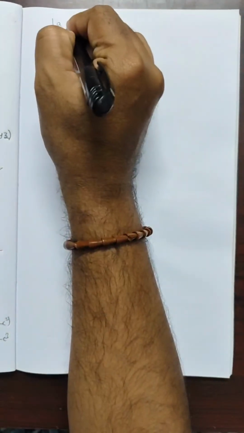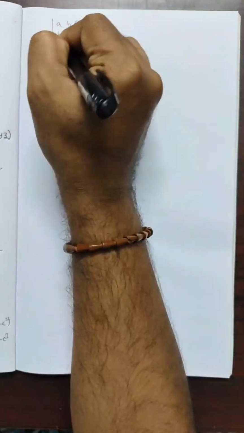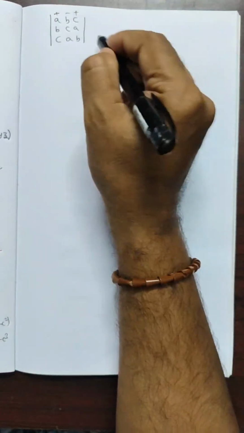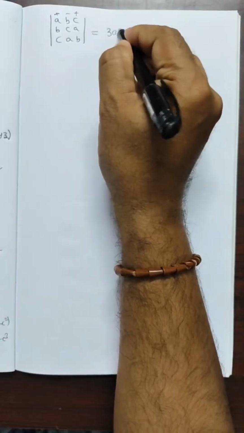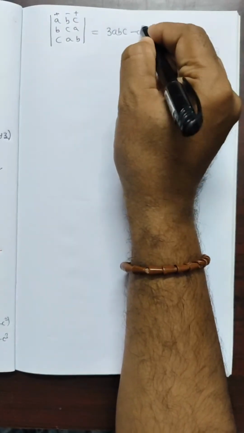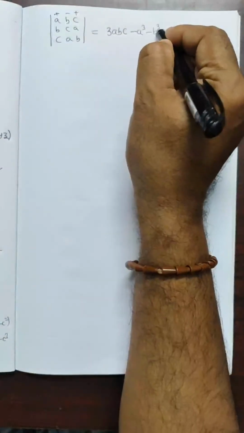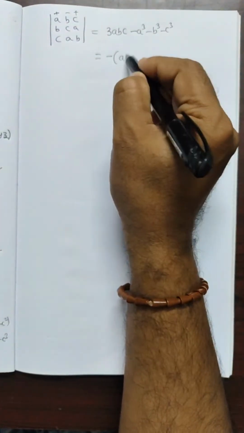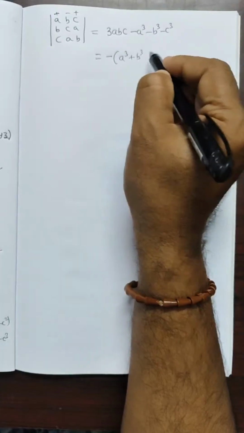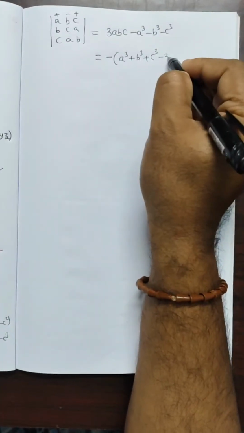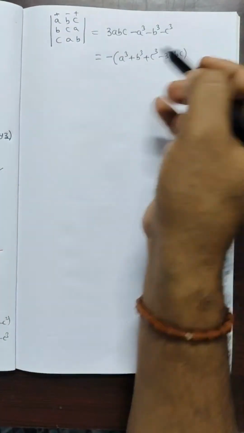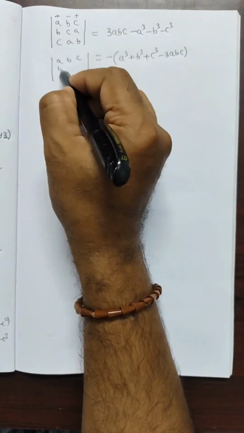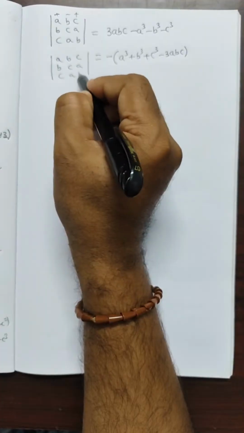So det of ABC, BCA, CAB is equal to 3ABC minus A cube minus B cube minus C cube. This we can write as minus, take common, (A cube plus B cube plus C cube minus 3ABC). This is about det ABC, BCA, CAB.